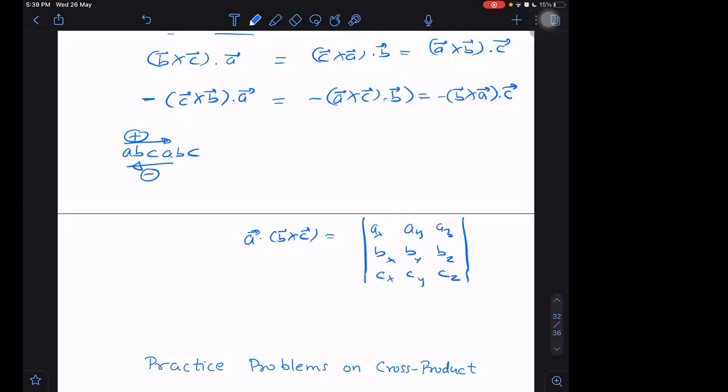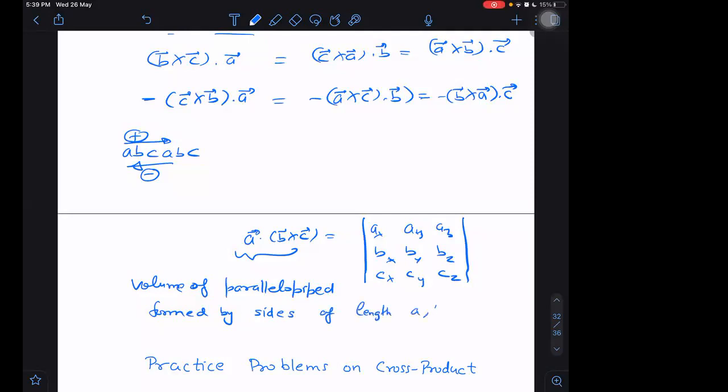What does it represent, by the way? It represents the volume of a parallelopiped formed by sides of lengths A, B, and C. Volume of the parallelopiped formed by the sides of length A, B, and C.